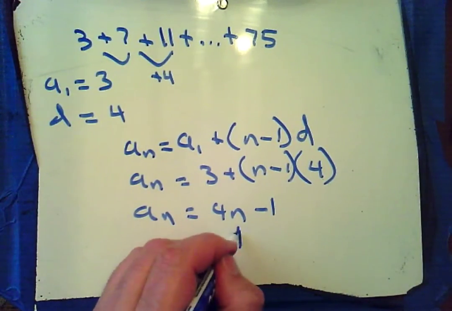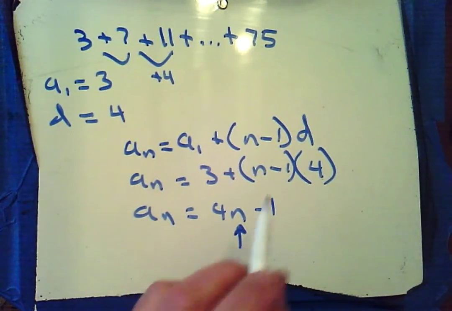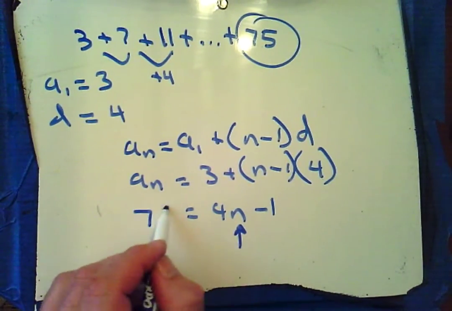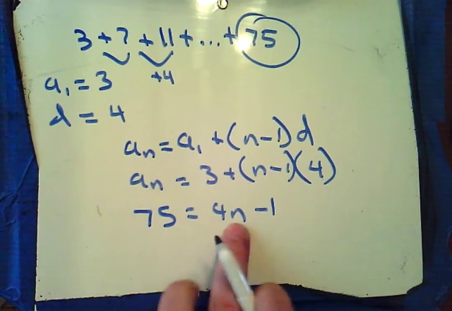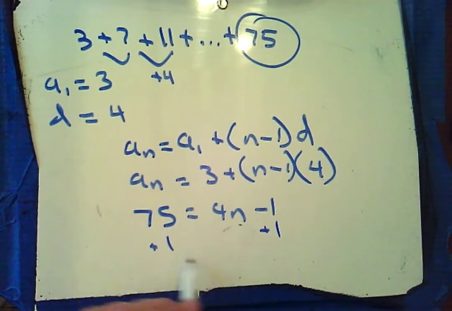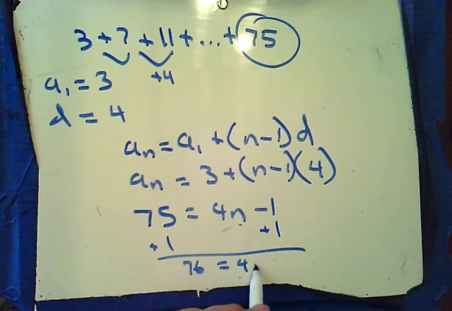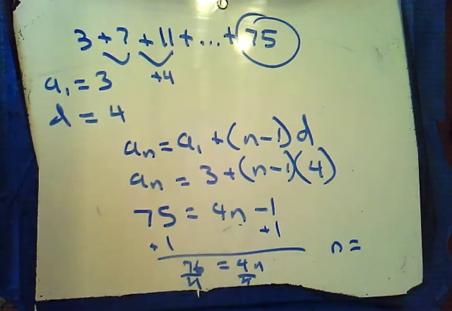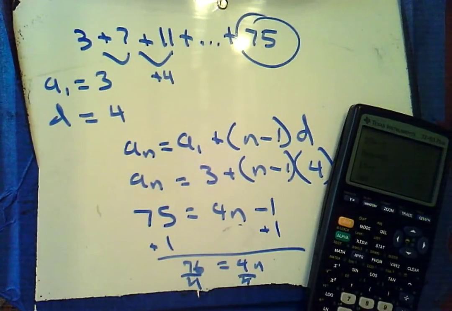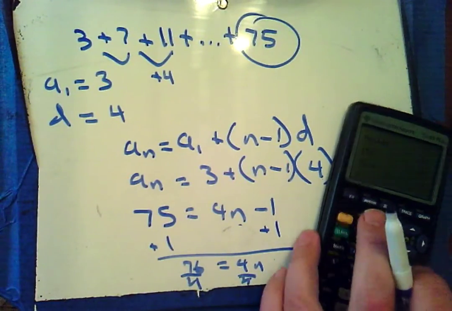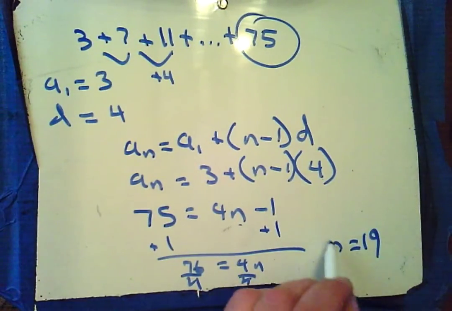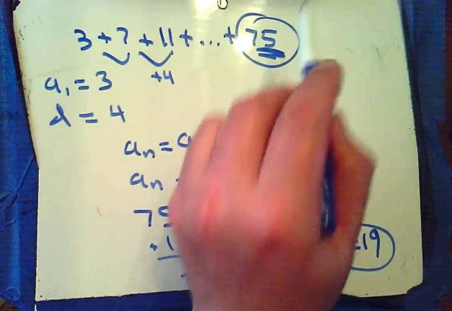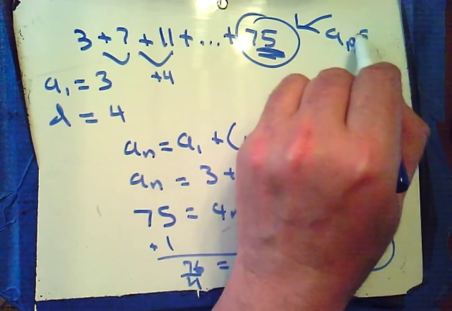And I'm wondering what n value it takes to get 75. So let's put a 75 here for the value of the term, and let's solve for n by adding 1. 76 equals 4n, and dividing by 4, I get n equals 76 divided by 4, 19. So I'm looking for the sum of the first 19 terms. We know the value of a sub 19 is 75.